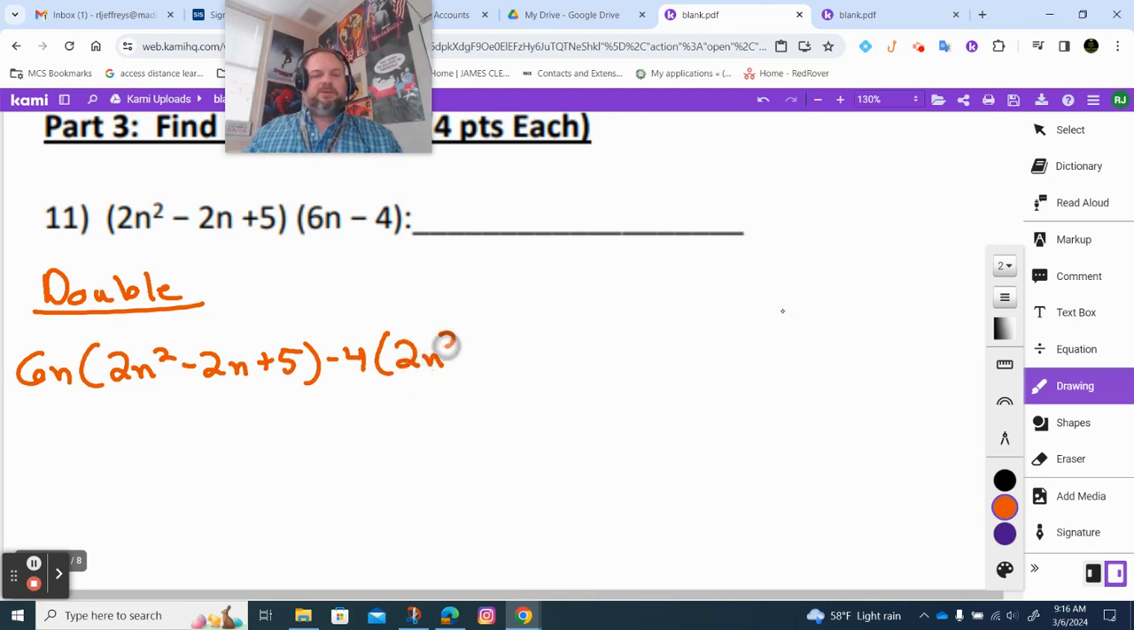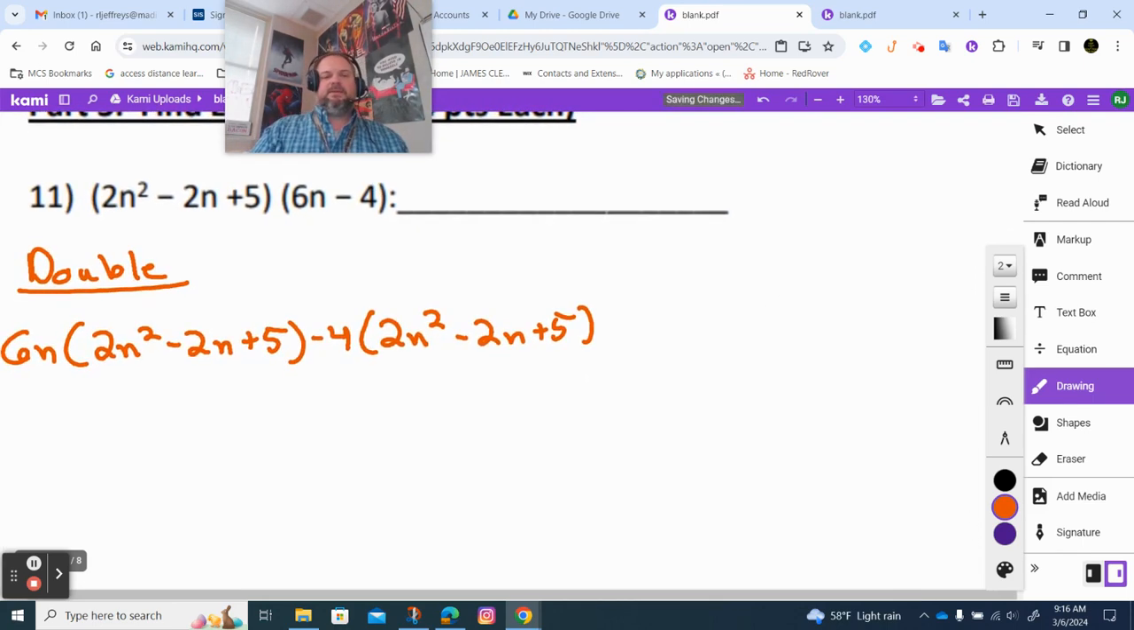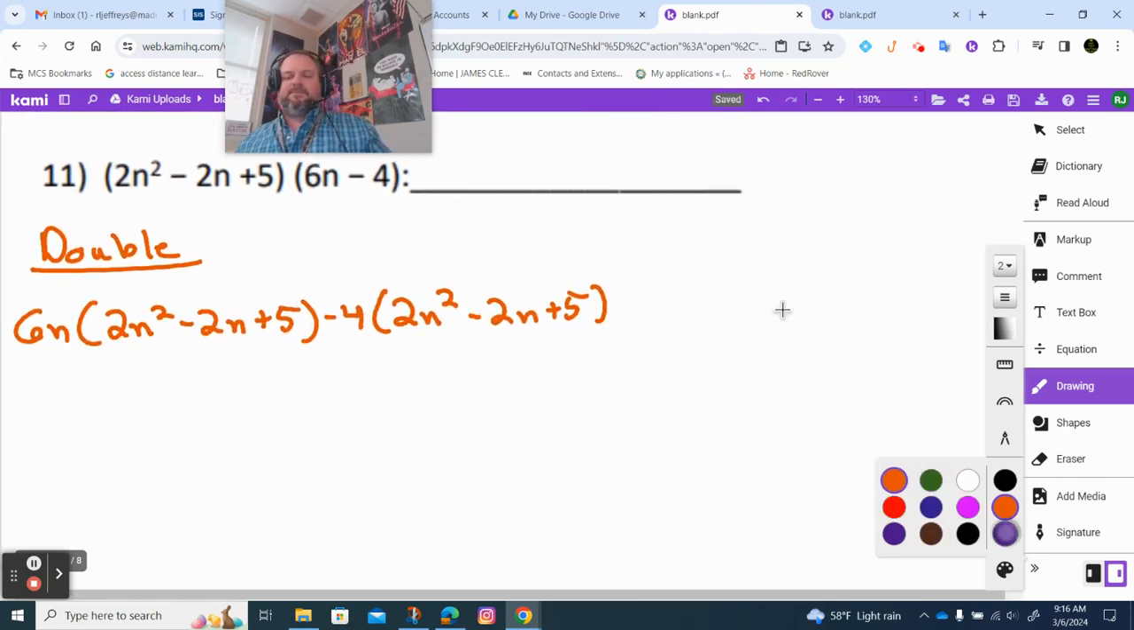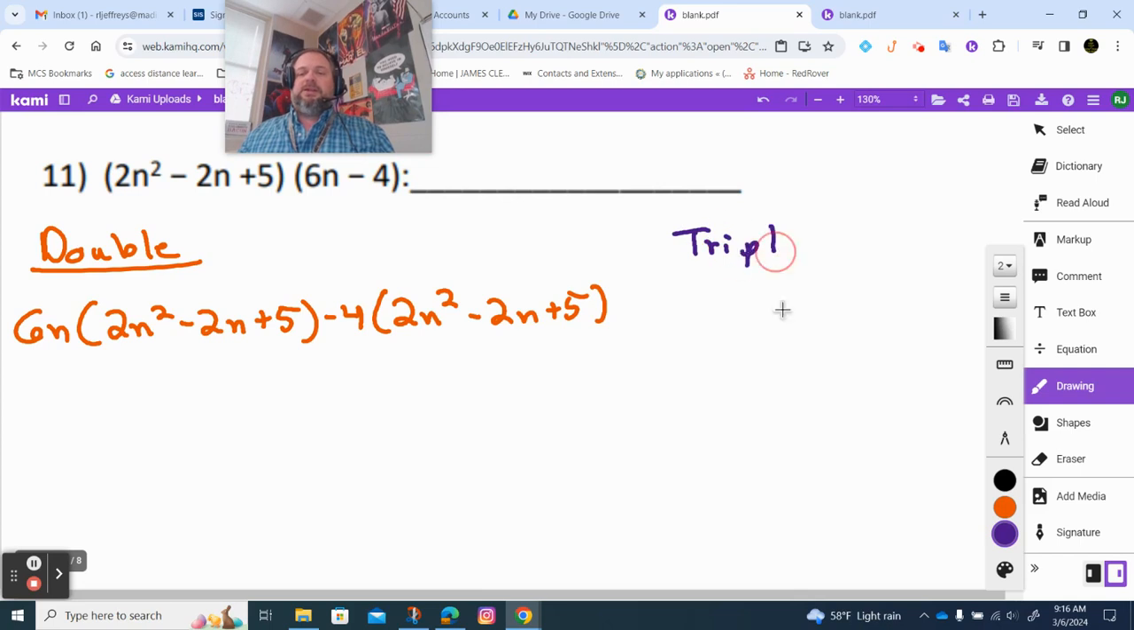All right. For those that are doing double distributive, that's how you would set it up. Because this is a trinomial times a binomial, we can actually use triple distributive that I showed y'all yesterday. Did anybody like that one? Did anybody use the triple distributive one?